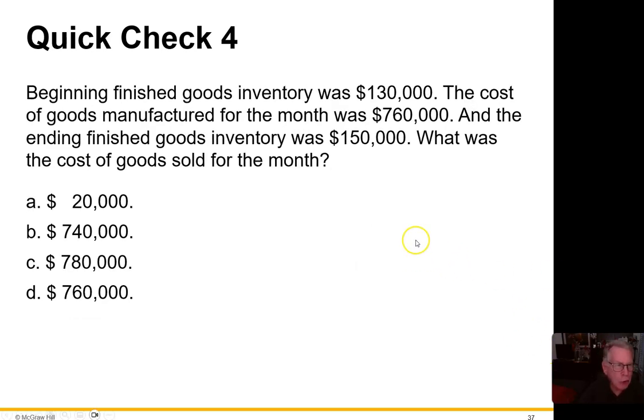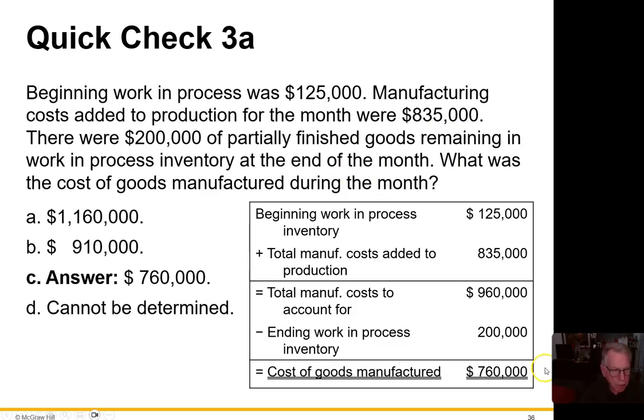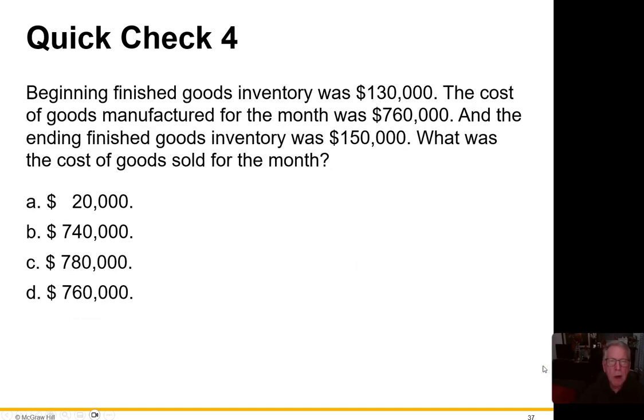And that looks like this slide does just that. We begin finished goods inventory was $130,000. The cost of goods manufactured, you'll remember here, was $760,000. We add that, well, I should say, the cost of that was $760,000, and ending finished goods inventory was $150,000.